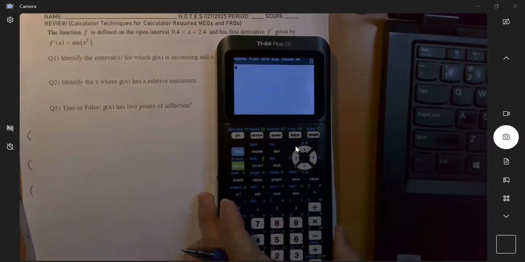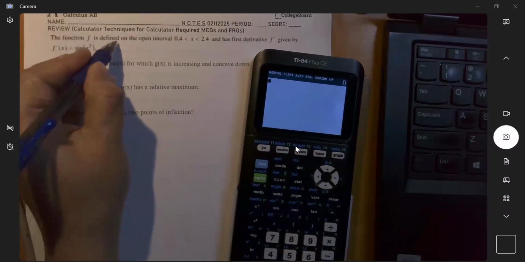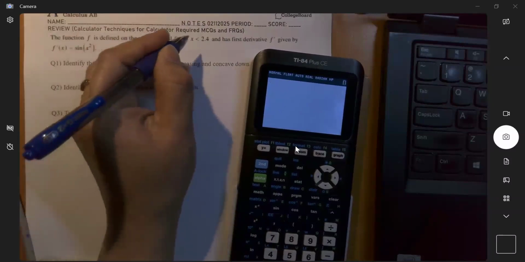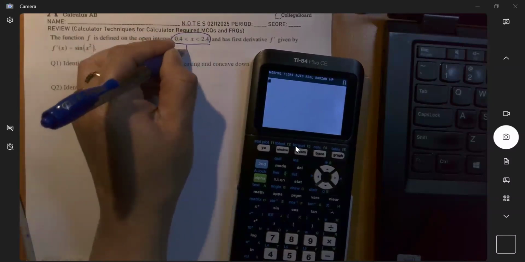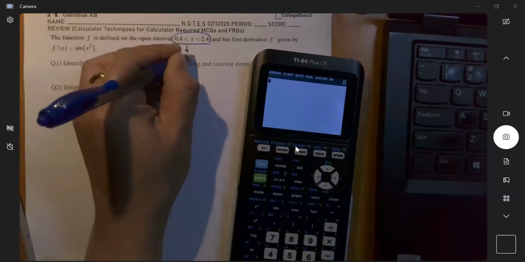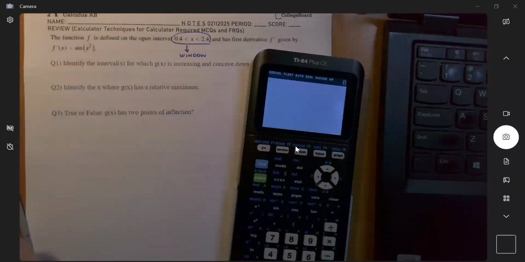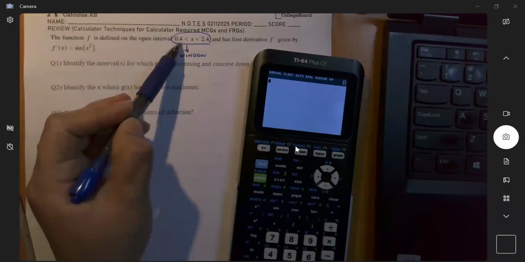So let's first read the question. It says here, the function f is defined on the open interval 0.4 to 2.4. This is important because this is where I'm going to create or change my window. I'm going to use that for my window because they only want us to observe the graph from this part to this part.